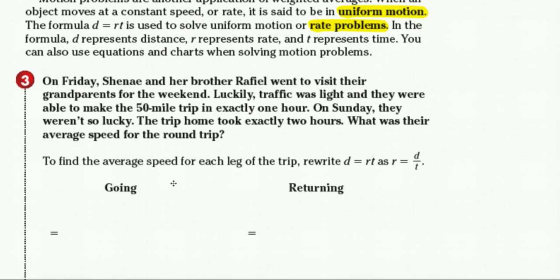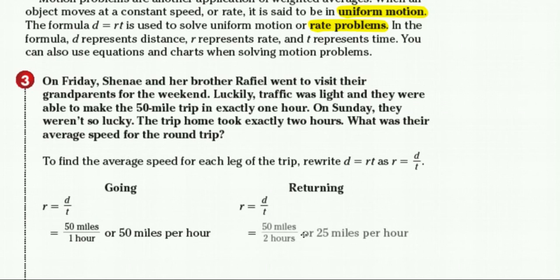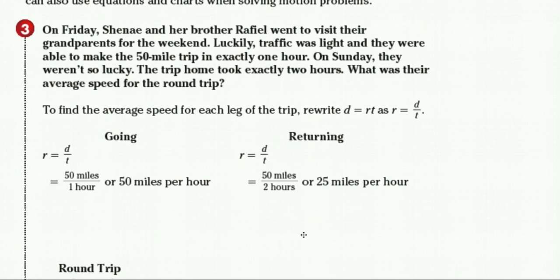So to find the average speed for each leg of a trip, rewrite d equals rt as r equals d over t. Meaning if we solve for r, we divide both sides by t, and end up with r equals d over t. So we use the formula r equals d over t for going and coming back. Going, we have 50 miles per hour. Returning is 50 over 2, or 25 miles per hour.